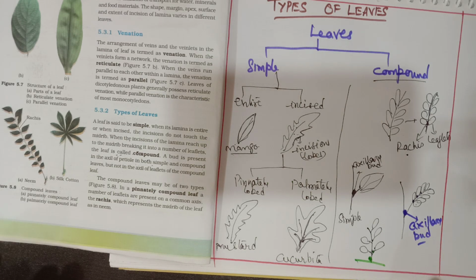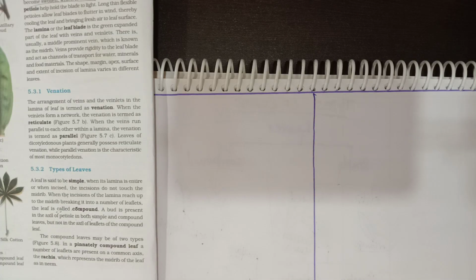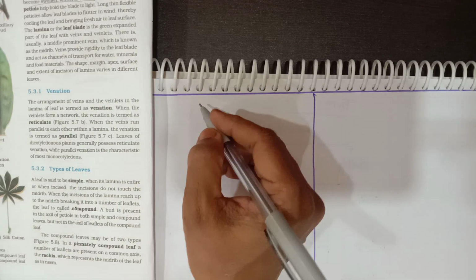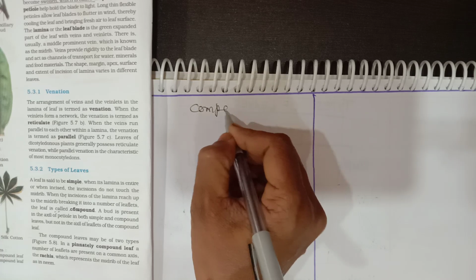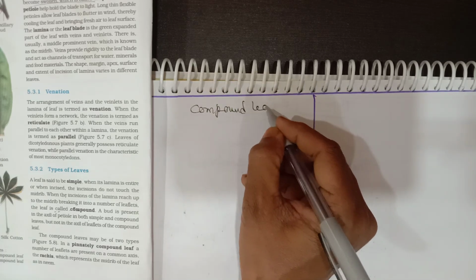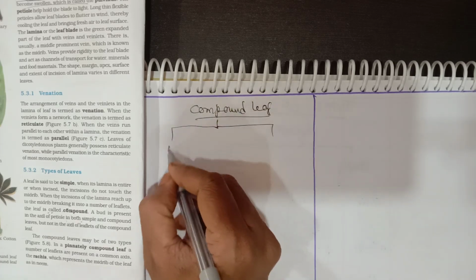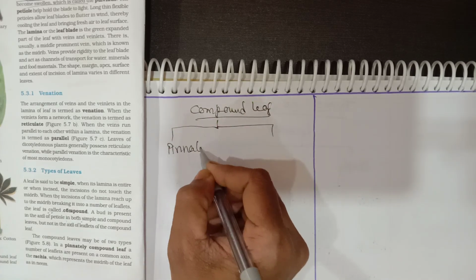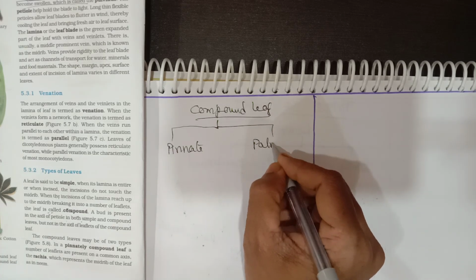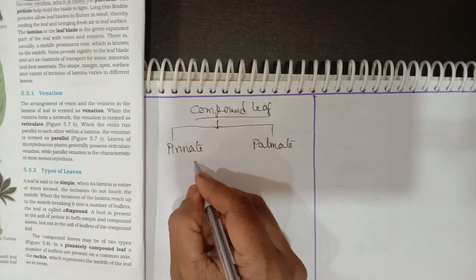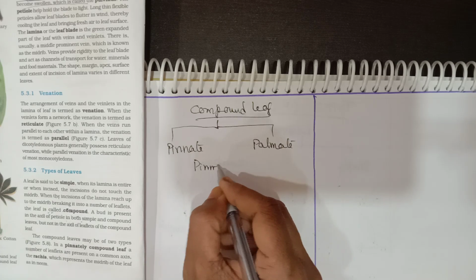Now let us see the types of compound leaves. There are two main types of compound leaves. Okay, now we will continue with the types of compound leaves. A compound leaf is divided into two types. One is called pinnate compound leaves and the other is palmate compound leaves. Pinnate and palmate. Let us understand the meaning of this with examples. First we will see a pinnate compound leaf.